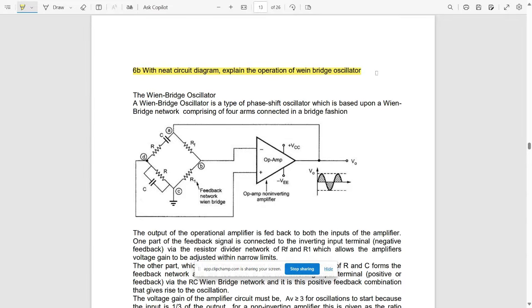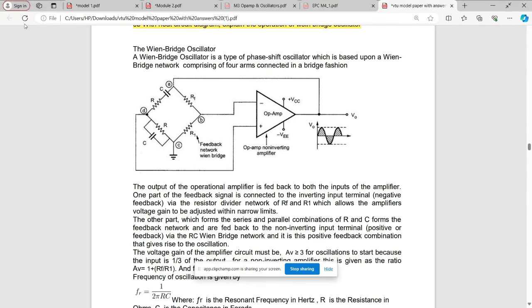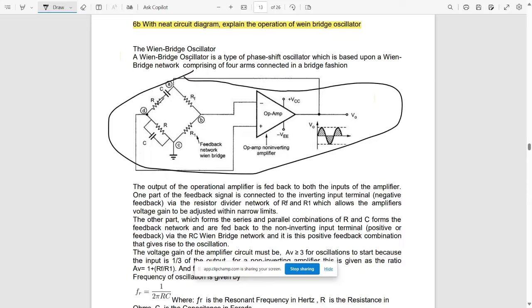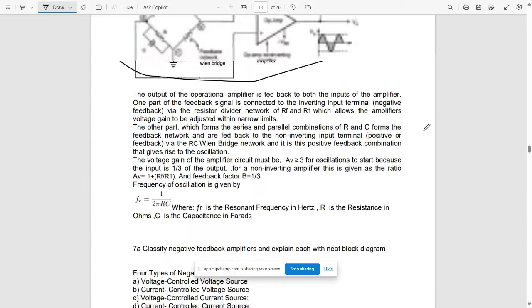So in the next question, 6b, with the neat diagram, explain the operation of the Wien bridge oscillator. Okay. So again, we need to draw the basic circuit diagram of this Wien bridge oscillator here now. So this is the circuit diagram of a Wien bridge oscillator. It consists of a resistor and capacitor in series, and all these in a bridge together. Four resistors and along with the capacitors in shunt. After that, we need to draw these two terminals connected to an op amp and measure the output voltage and explain these things.